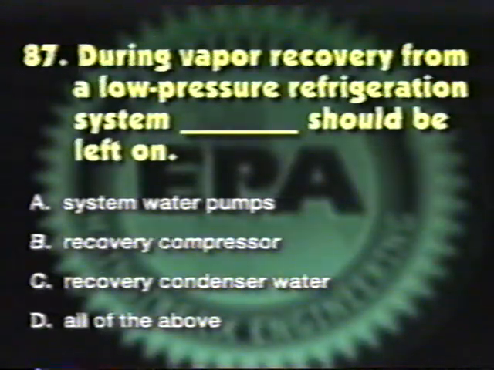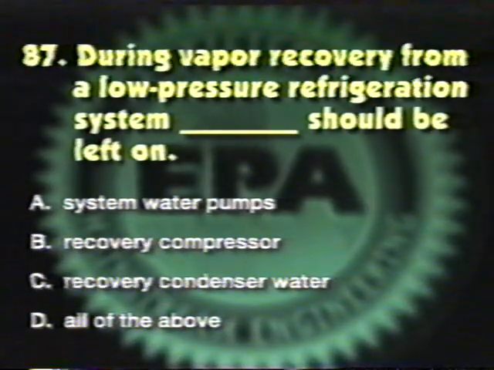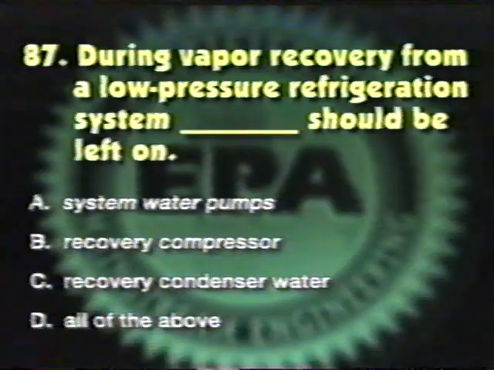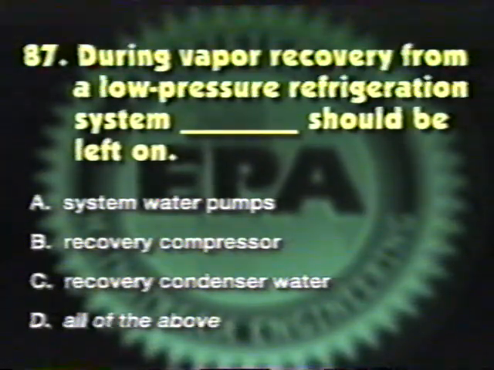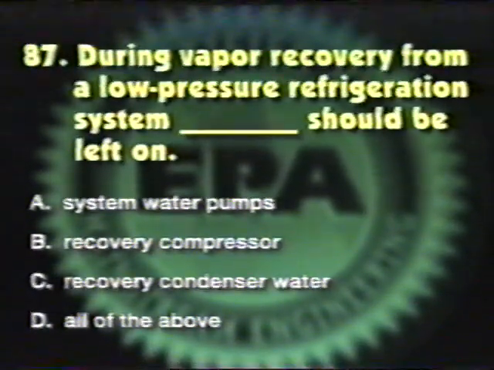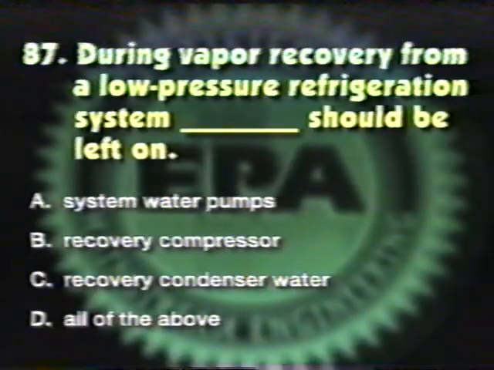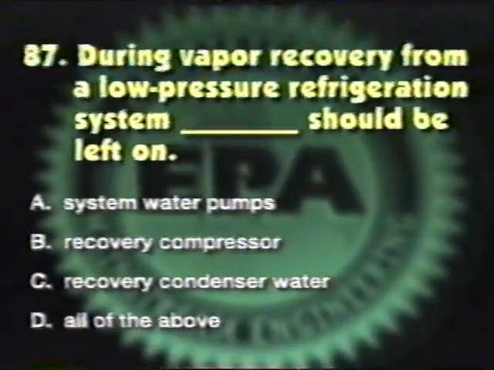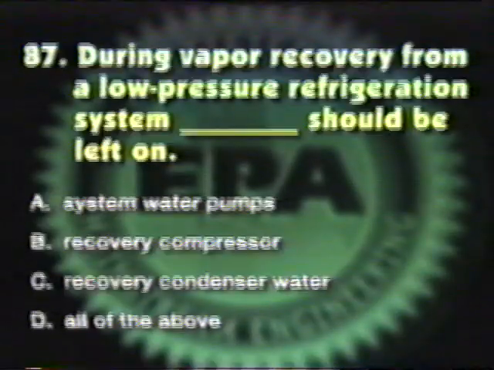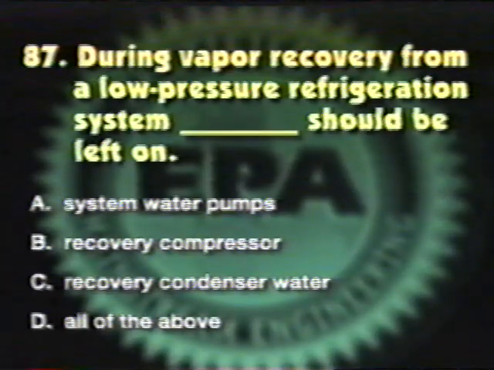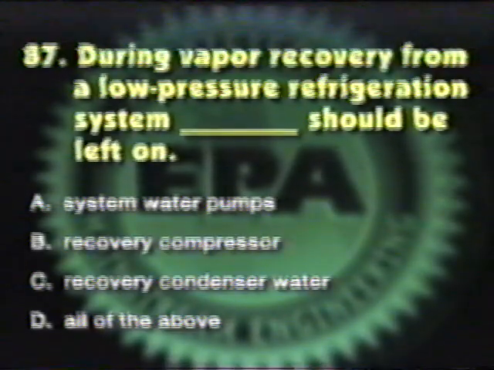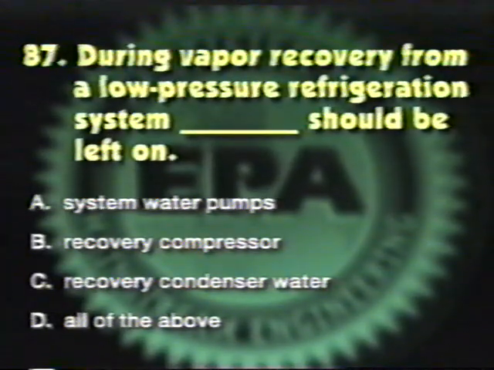During vapor recovery from a low-pressure refrigeration system, what should be left on? A. System water pumps. B. Recovery compressor. C. Recovery condenser water. D. All of the above.